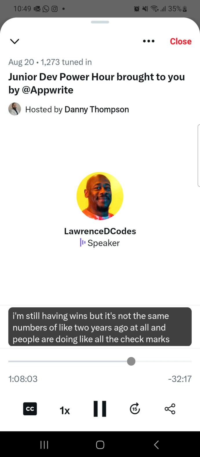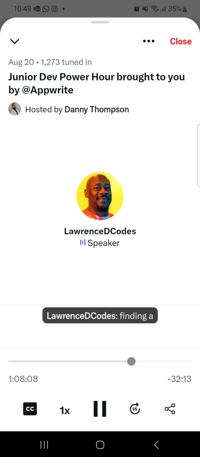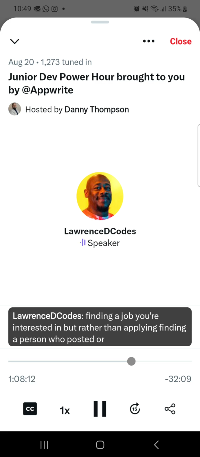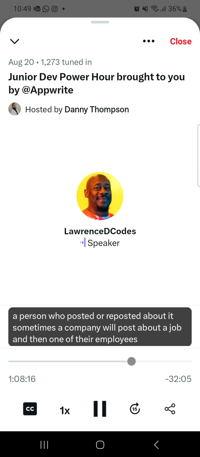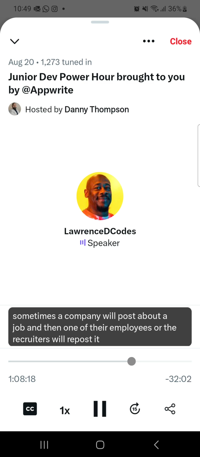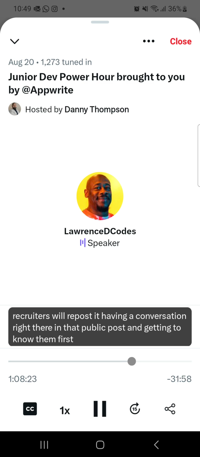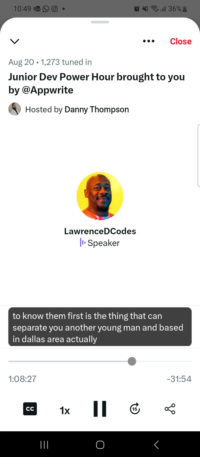So one key person did the hack that I talked about: going on LinkedIn, finding a job you're interested in, but rather than applying, finding a person who posted or reposted about it. Sometimes a company will post about a job and then one of their employees or the recruiters will repost it. Having a conversation right there in that public post and getting to know them first is the thing that can separate you.